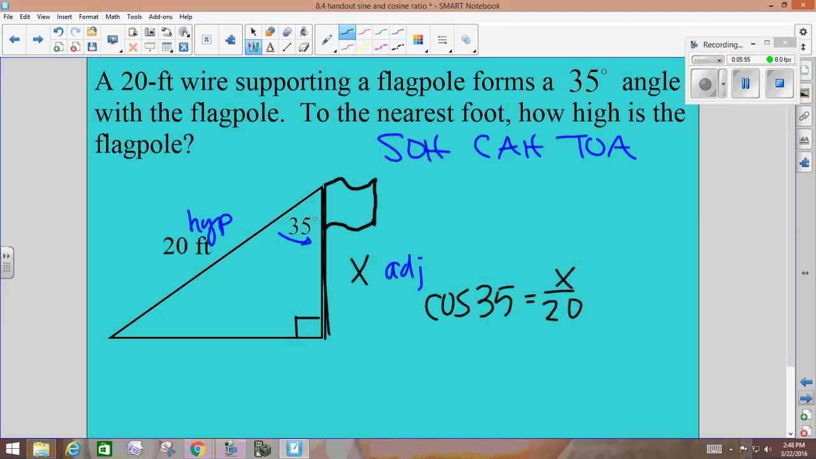To get x by itself, what do I have to do? Multiply both sides by 20. So then you have 20 times the cosine of 35 equals x. This one says to go to the nearest foot. So make sure you know how to do it on your calculator. Make sure you know where your buttons are.